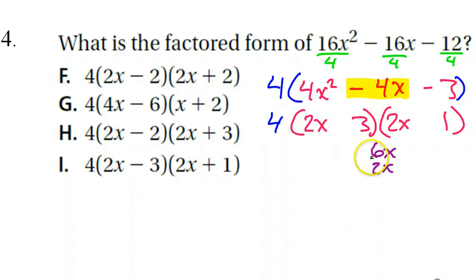Can I get a negative 4? Can I get a negative 4 if I pick the signs right? Sure, if the 6 is negative and the 2 is positive, that makes negative 4. So to make negative 6, this would be negative. To make the positive 2, this would have to be positive. Am I getting the negative 3 I need? Yes, a negative times a positive is a negative. So this is the factorization. So let's see, what do we have? Okay, that's I. Yeah, it's clearly I. So I is the answer.